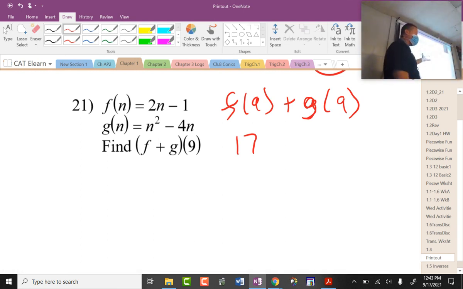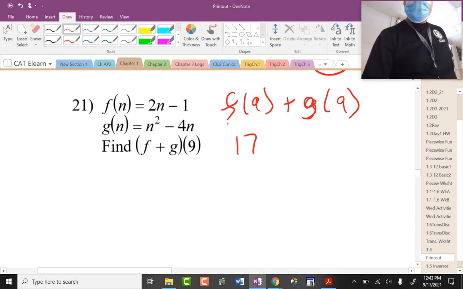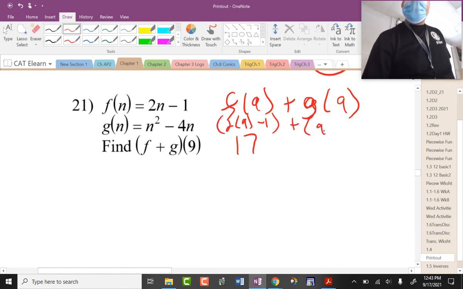17, right? Anyone? Right? 2 times 9 minus 1. f of 9. Am I okay? Then g of 9. Oh boy. 9 squared is 81. 4 times. I better write this down. So 2 times 9. Did you already get it? And then, oh boy, plus 9 squared. This is a big one. Minus 4 times 9.